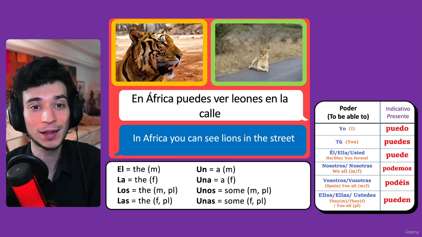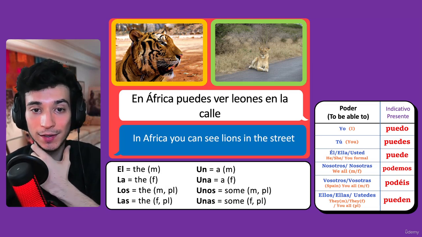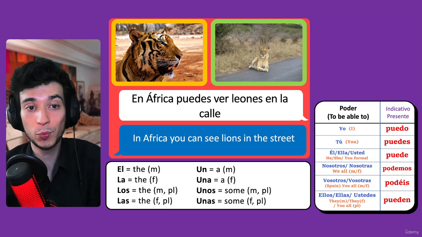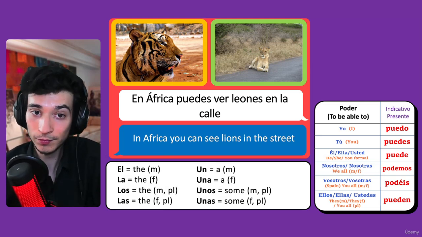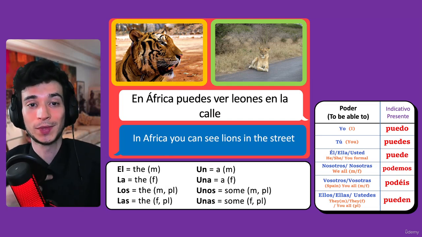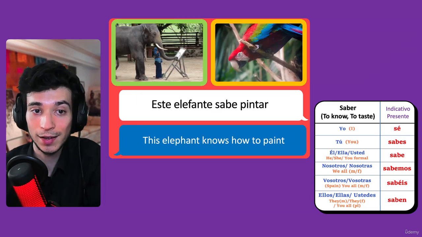Okay, next one. En África puedes ver leones en la calle. In Africa, you can see lions in the street. En África, puedes ver leones en la calle. In Africa, you can see lions in the street. Okay. And the next example.